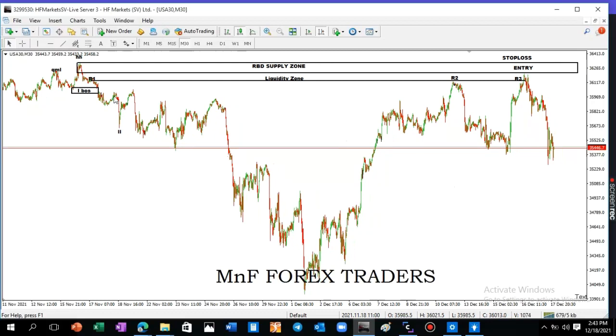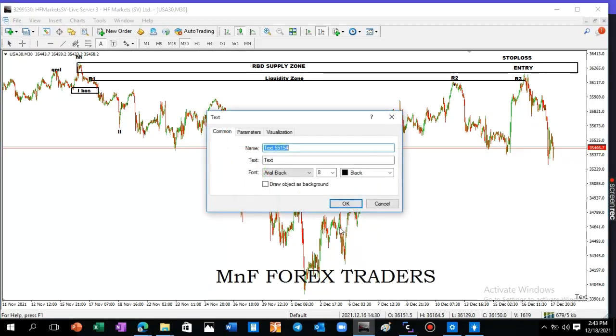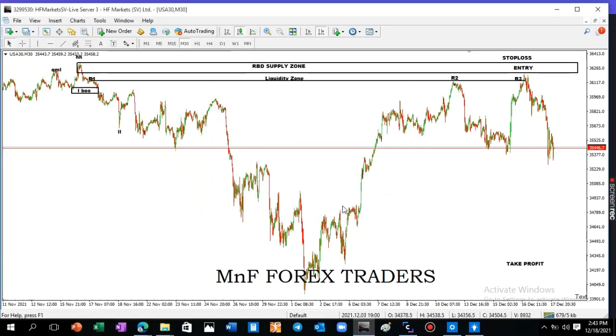And our target is going to be somewhere at this level here, because we're focusing on the next fresh demand zone. So it will be a take profit zone. Of course, we can't just let the market drop like this without securing our profit.